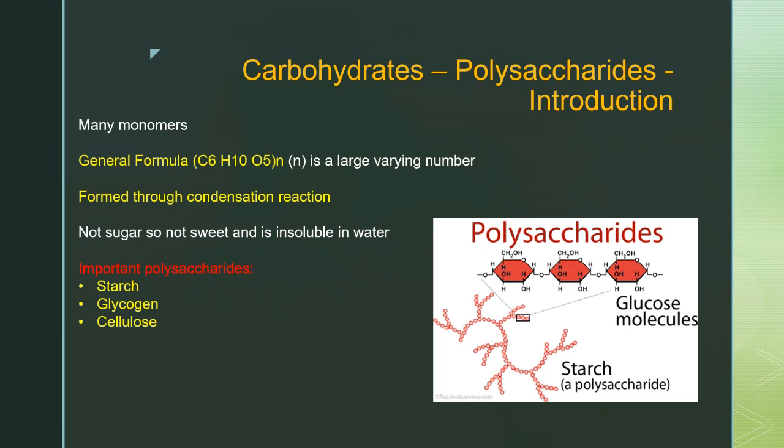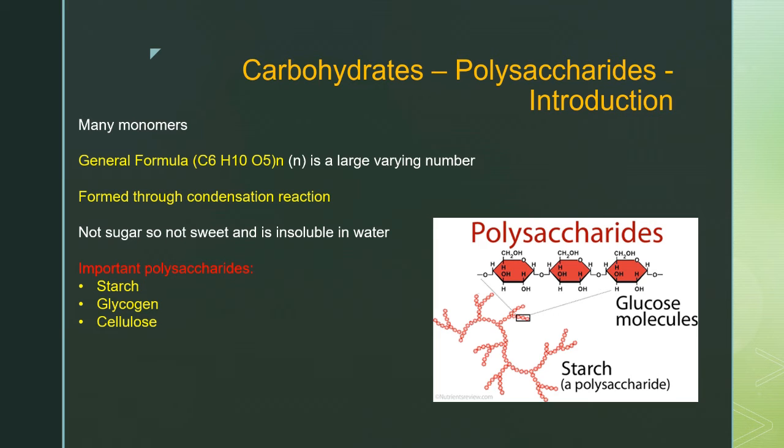So now moving on to polysaccharides. This is only an introduction because polysaccharides is quite large. They are many monomers. They have a general formula of C6H10O5, and they're formed through a condensation reaction also. They're not sugar, so they're not sweet, and they are insoluble in water. But the important polysaccharides are starch, glycogen, and cellulose.